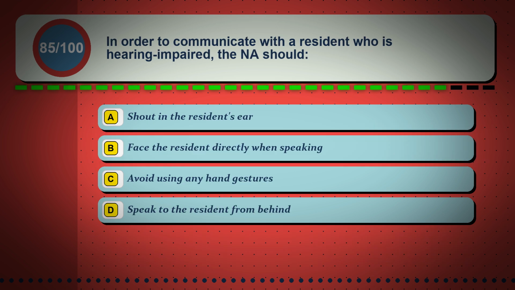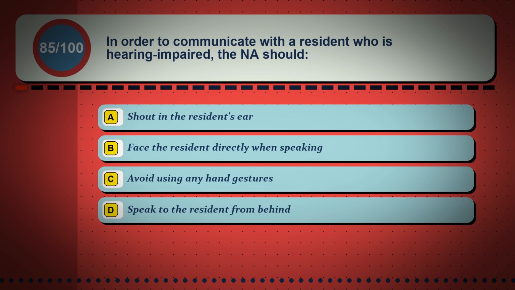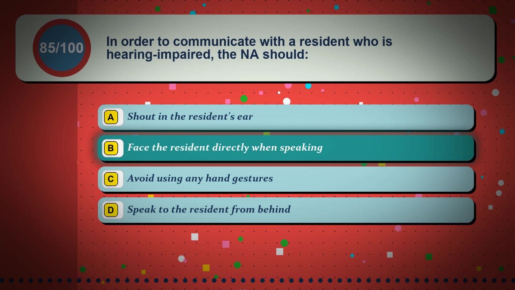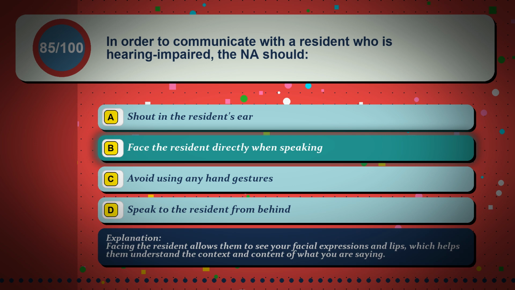Question 85. In order to communicate with a resident who is hearing impaired, the NA should: option A, shout in the resident's ear. Option B, face the resident directly when speaking. Option C, avoid using any hand gestures. Option D, speak to the resident from behind. The correct answer is option B, face the resident directly when speaking. Facing the resident allows them to see your facial expressions and lips, which helps them understand the context and content of what you are saying.